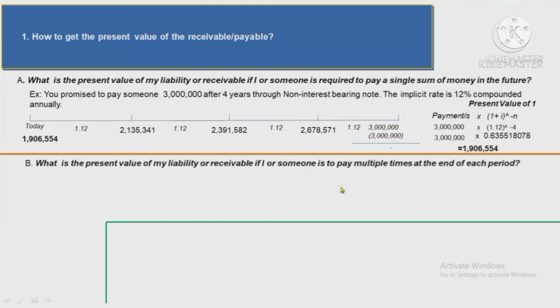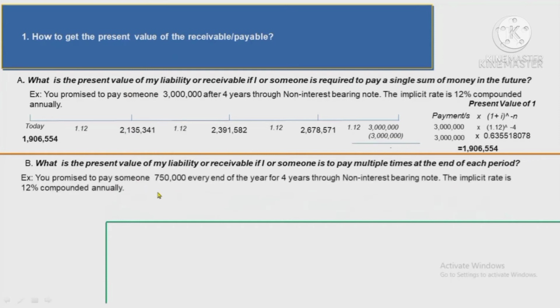Sub-question B is, what is the present value of my liability or receivable if someone is to pay multiple times at the end of each period? So it is the same as sub-question letter A. However, you will be required to pay multiple times. For example, you promise to pay someone 750,000 every end of the year for 4 years through a non-interest bearing note. The implicit rate is 12% compounded annually.